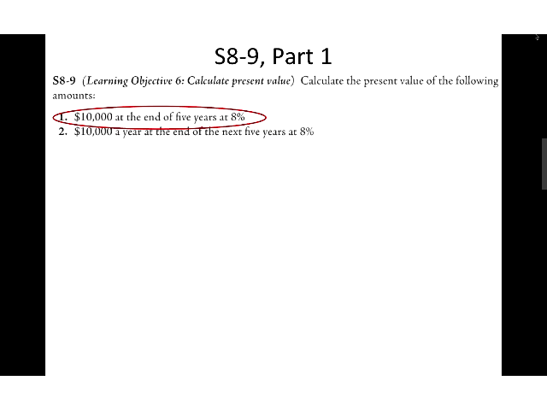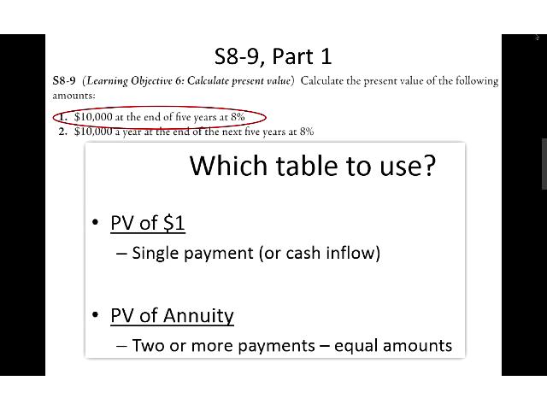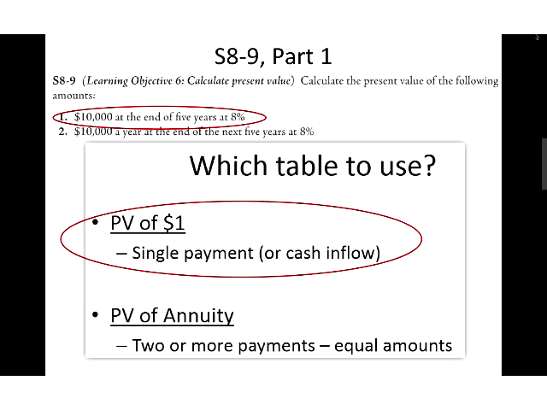So the first question is, which table do I use? Here are our two choices. We have the present value of a dollar table, and we have the present value of an annuity table. The $10,000 is only received one time. So that's going to be a single payment. So we would use the present value of a dollar table for that one. It's just telling us we get $10,000 one time.